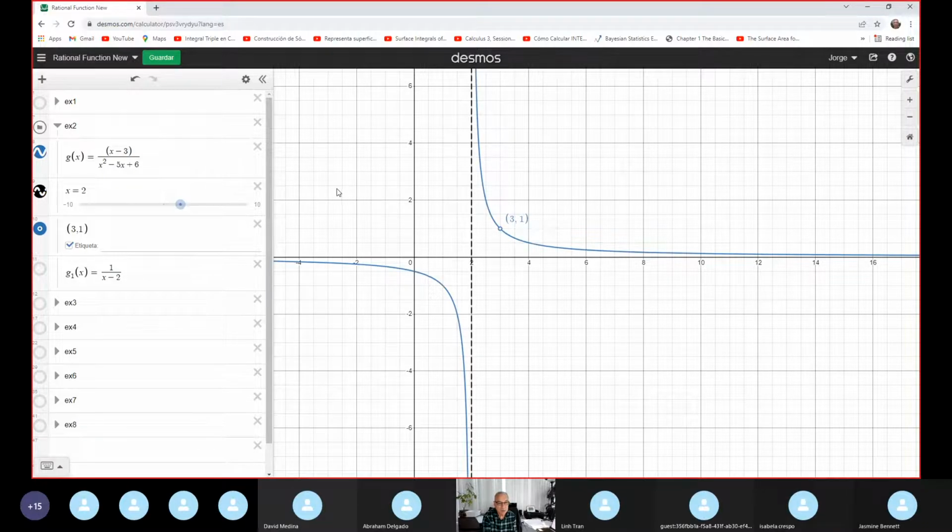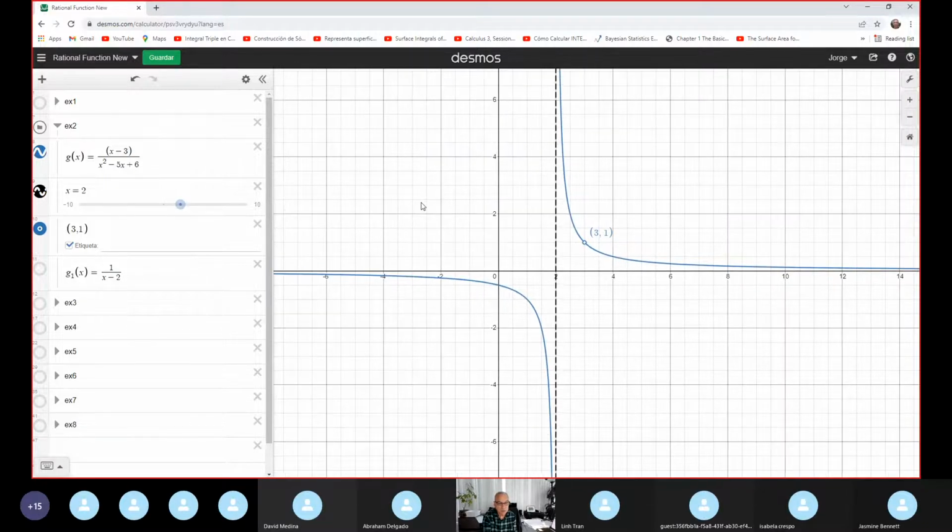This is example 2. Look, in example 2 you can see clearly we have 1 vertical asymptote at 2, but we have a function. This is my function. Okay, it has 1 hole at 3. This is the position (3, 1), but actually it's undefined.